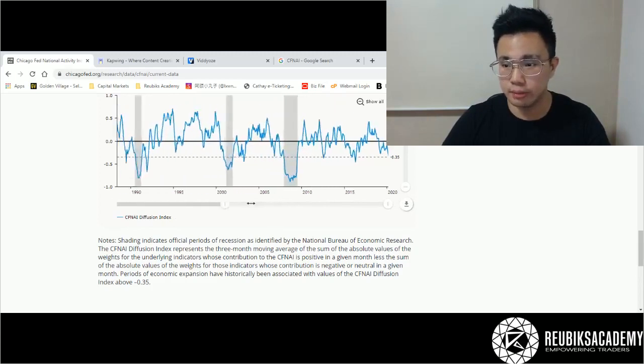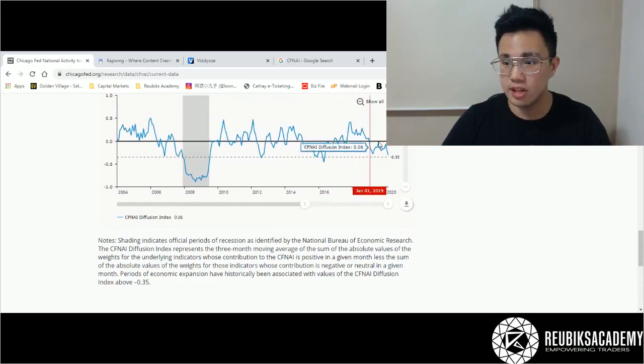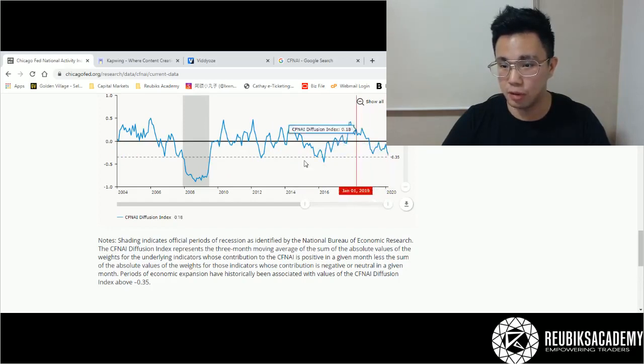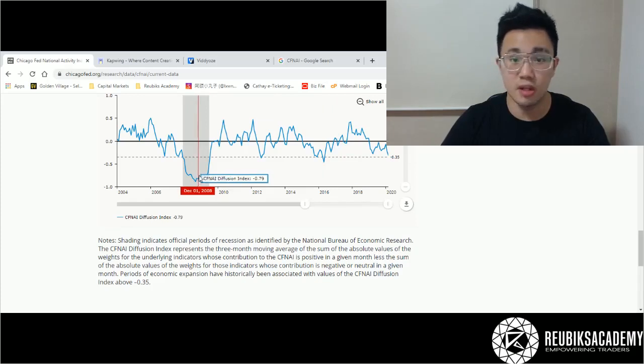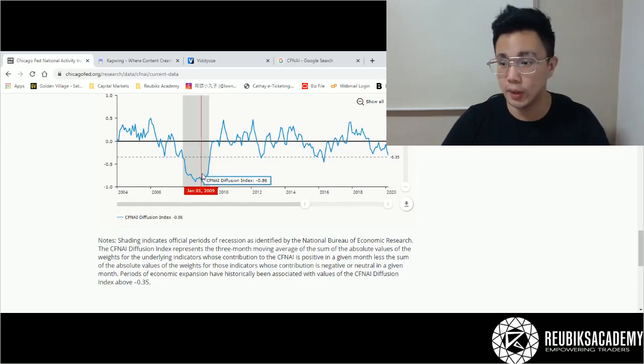Now you just go in. We are already coming down. You can see that we are coming down for the CFNAI diffusion index. We are at about, as of February, minus 0.21. Obviously, 2008 was minus 0.81. We are still better than 2008.